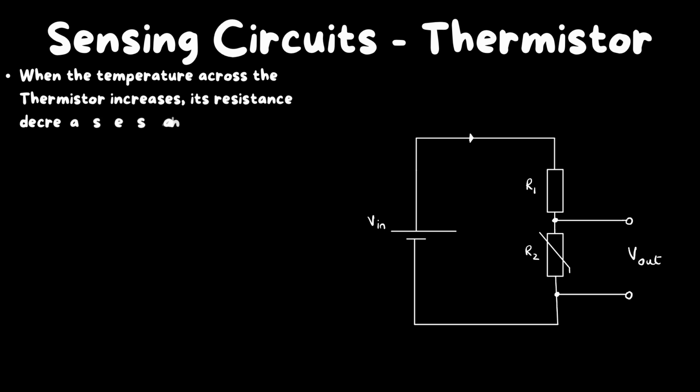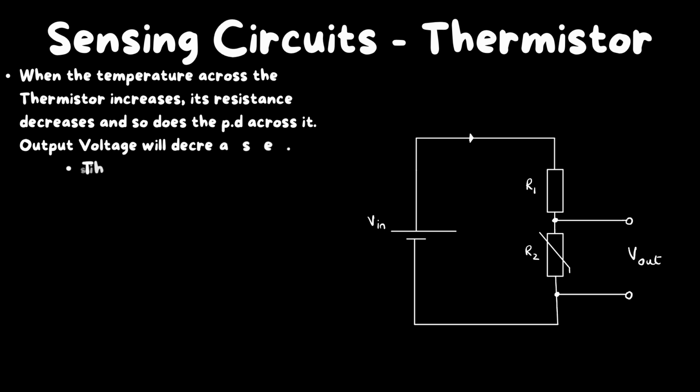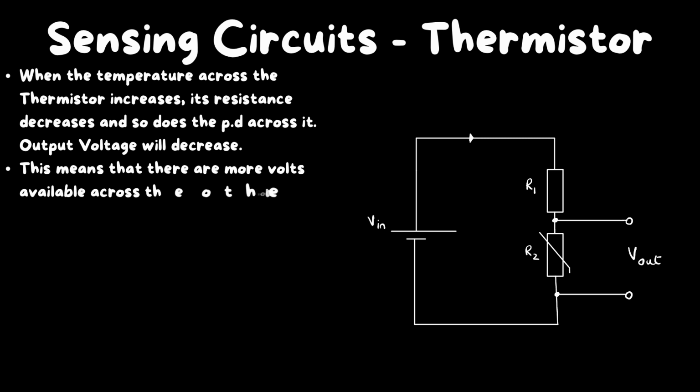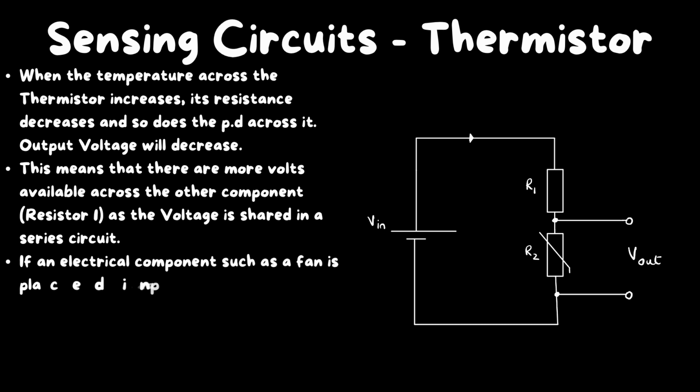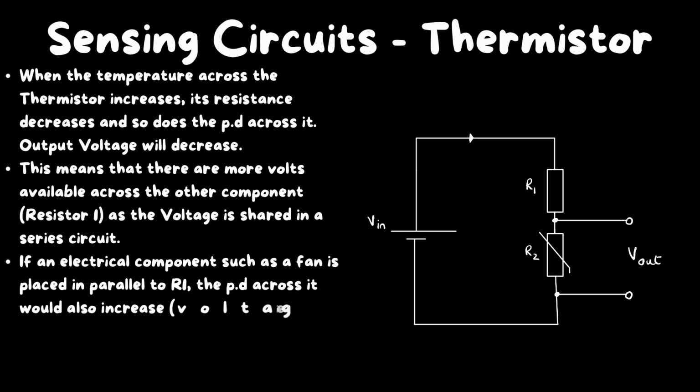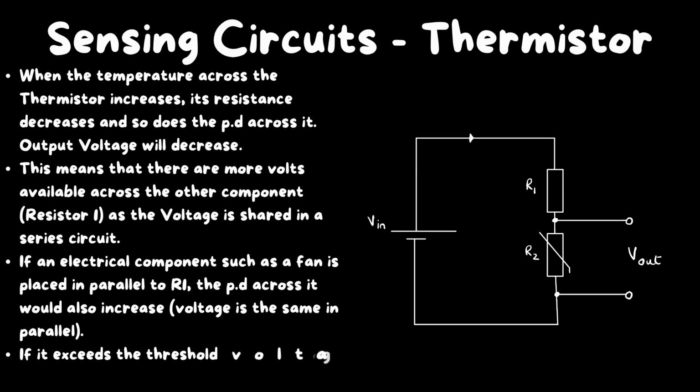So this means that again there will be more volts available to the other component over here, in this case R1, and that just basically means that if you were to place an electric fan in parallel to R1, then the potential difference across it would also increase. And if this exceeds the threshold voltage, the fan will simply turn on.